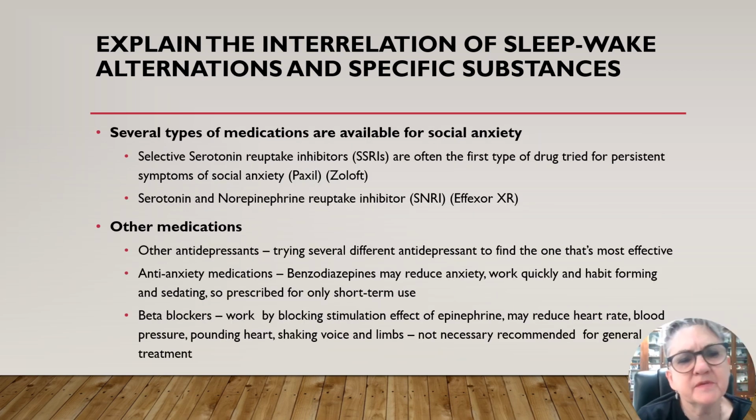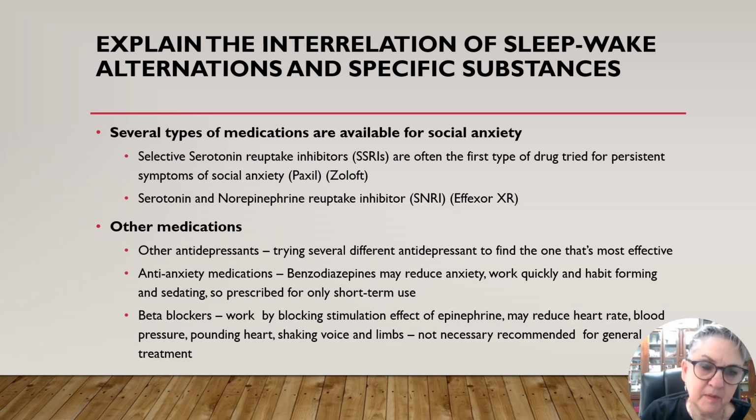There are several types of medications available for social anxiety. Selective serotonin reuptake inhibitors, or SSRIs, are often the first type of drug tried for persistent symptoms of social anxiety. Serotonin and norepinephrine reuptake inhibitors, or SNRIs, are another drug used. Other medications include antidepressants, typically trying several different antidepressants to find the one that's most effective.